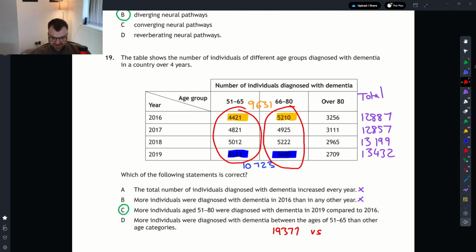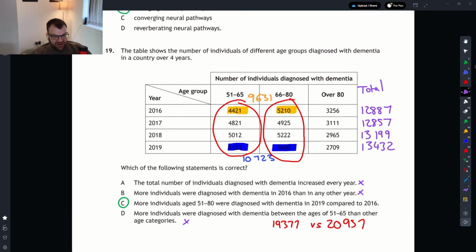So 19,377, and the next one's 20,957. So that is more in 66 to 80. So as soon as you can disprove any one section being higher than the first one, then you're all good to cancel it out, to ignore it. You're all good to say that is incorrect. And that gives us C confirmed.